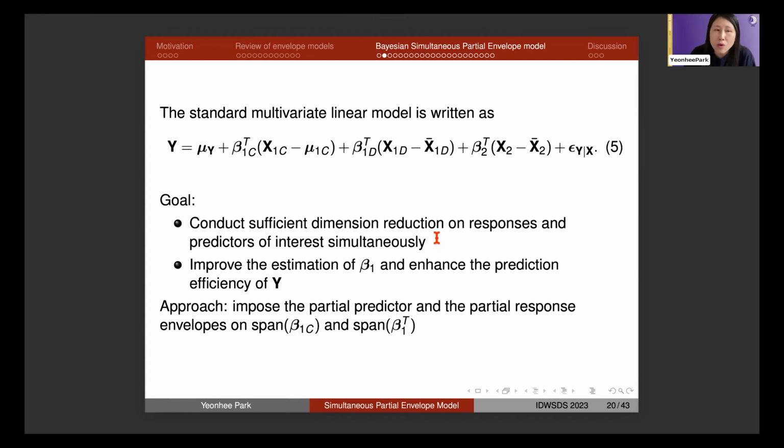In this work, our goal is to conduct sufficient dimension reduction on both the response and the predictors of interest simultaneously, so that our model will provide a unified framework for sufficient dimension reduction. Another goal is to improve the estimation of beta 1 and enhance the prediction. So our approach is to impose the partial predictor envelope and partial response envelope on the space spanned by beta 1C and the space spanned by beta 1 transpose.